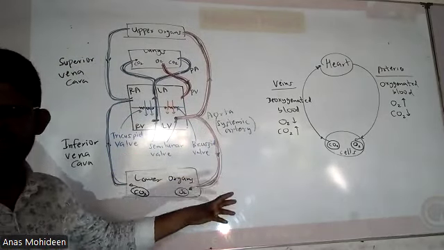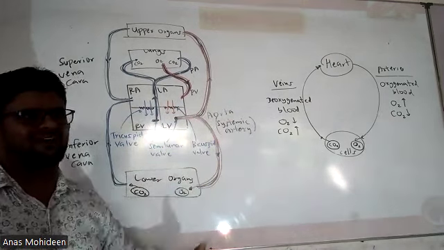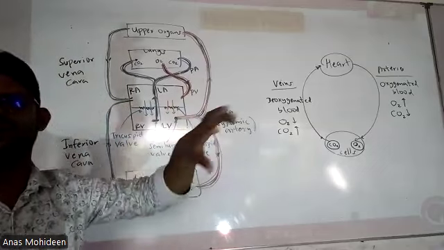For example, for the kidneys, the renal artery. For the intestines, the intestinal artery. For the liver, the hepatic artery. Likewise, arteries and veins are being separated.